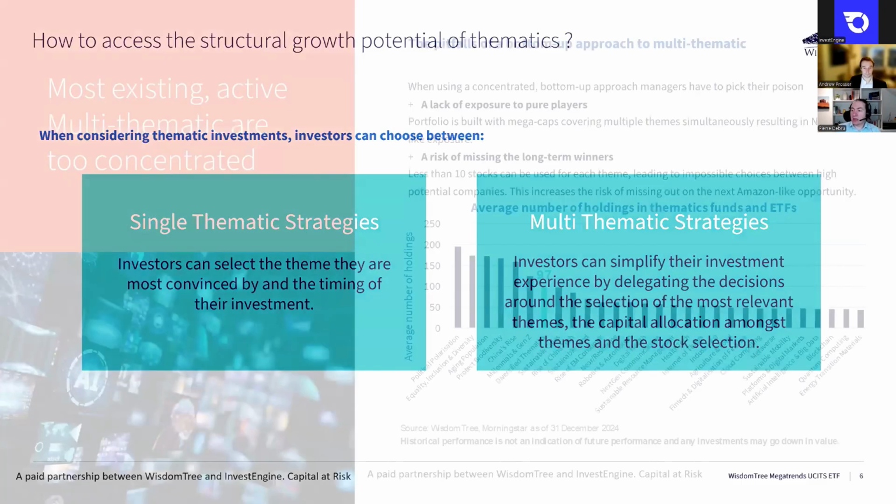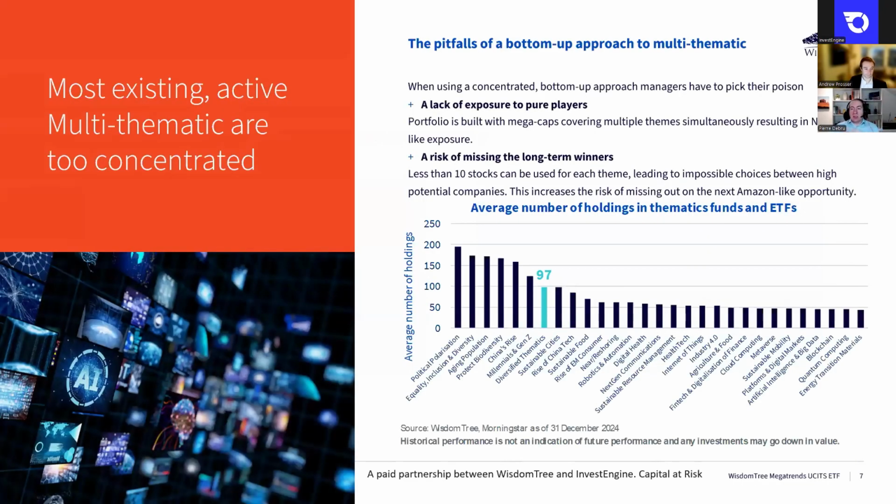Now, in the next slide, what we want to show is that if we focus on multi-thematic strategy, it's interesting to see how most multi-thematic strategies have been built historically, and what they have been built around as a concept. It's basically that they've been built bottom up, meaning that they've been built by selecting individual stocks first, right? So you don't do top down, which is you select the theme and then you select the stocks for each theme. It's more you select the stocks because you think they are thematic stocks, right?